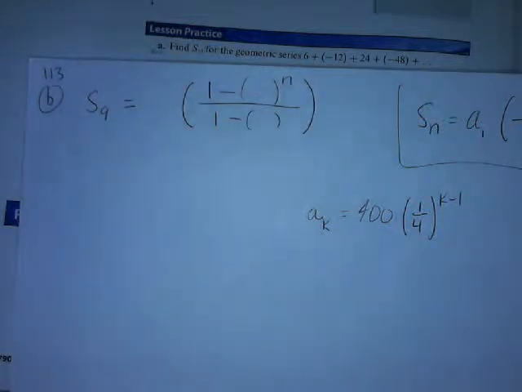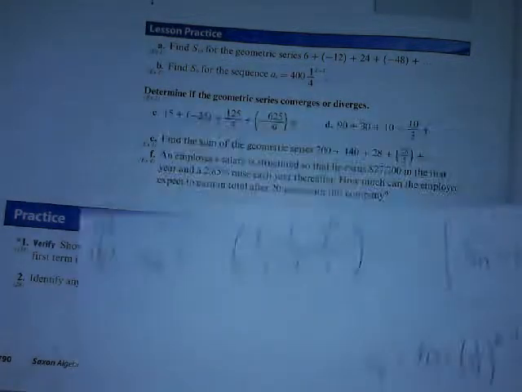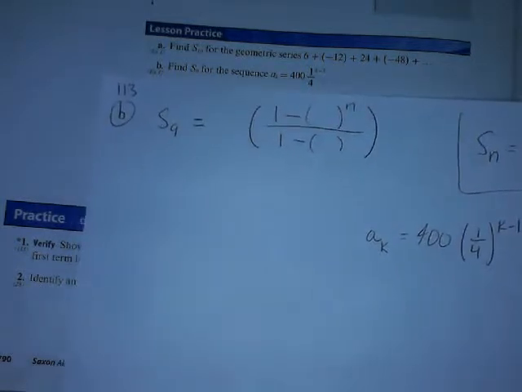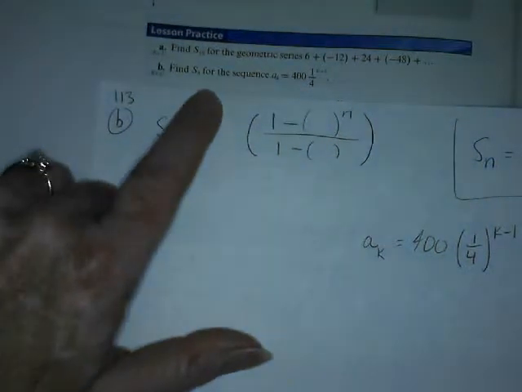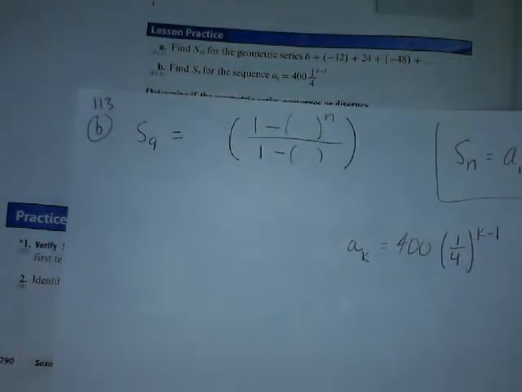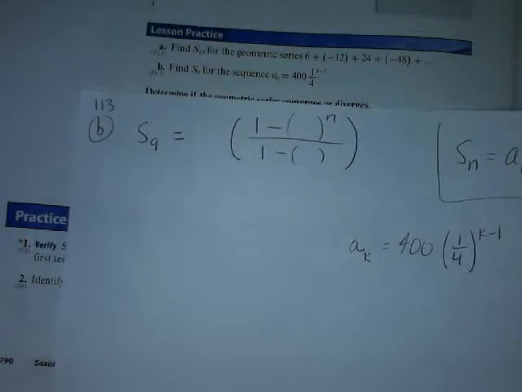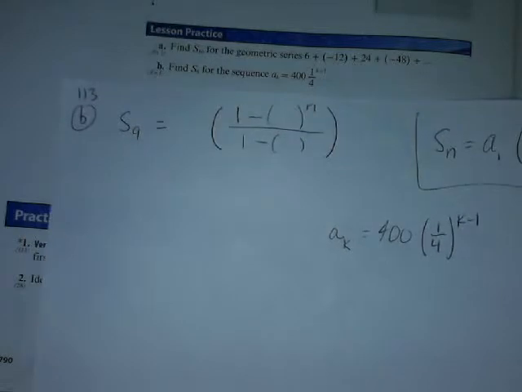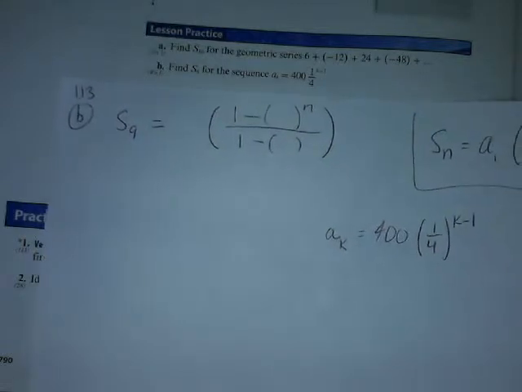Algebra 2, Lesson 113, letter B. So it wants me to find S sub 9, or the sum of the first 9 terms for this sequence. A sub k equals 400 times 1 over 4 to the k minus 1. So that's going to be a little trickier.